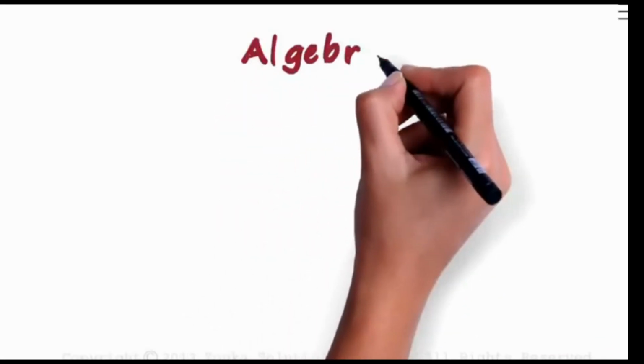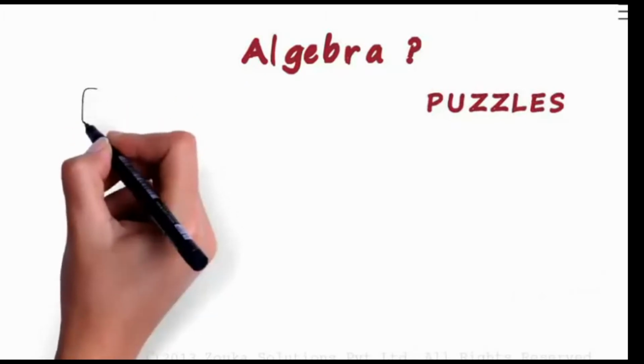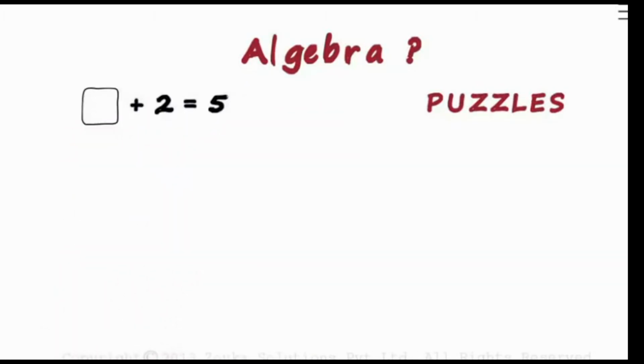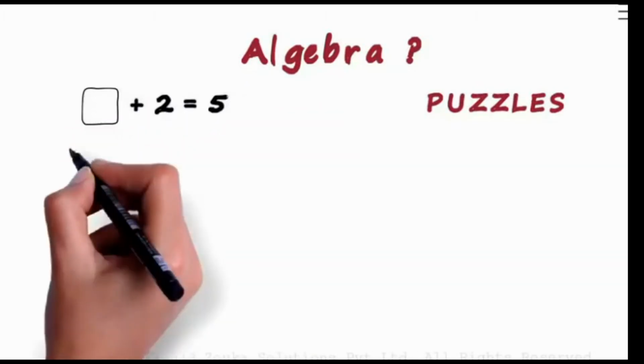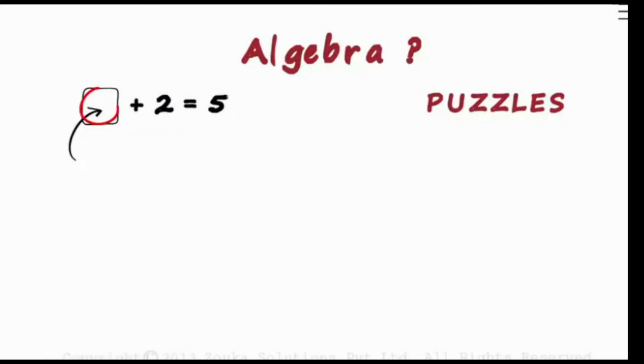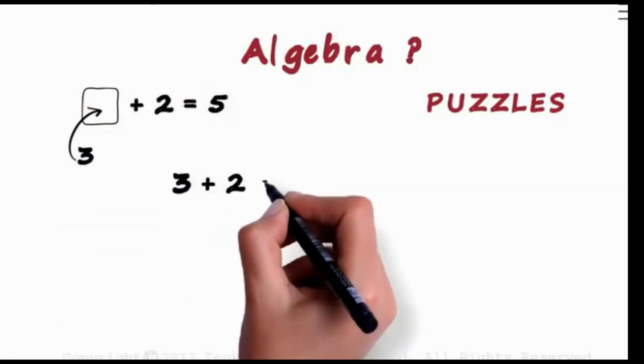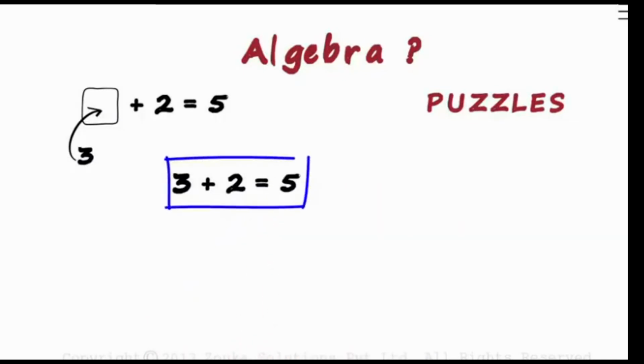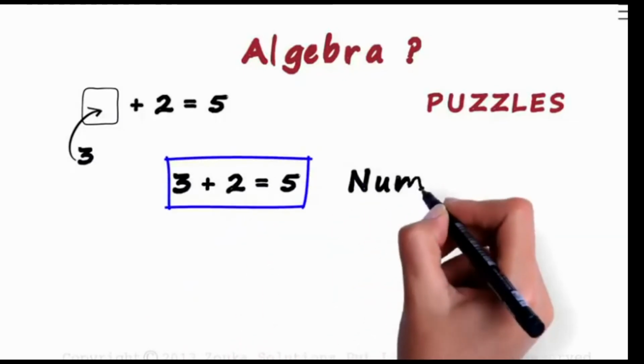What is algebra? It's simple. It's all about puzzles. Here's one for you. This plus 2 equals 5. We just have to find the number in this box. Which number when added to 2 gives us 5? Simple. It's 3. We can say that 3 plus 2 equals 5. This thing we see here contains only numbers.